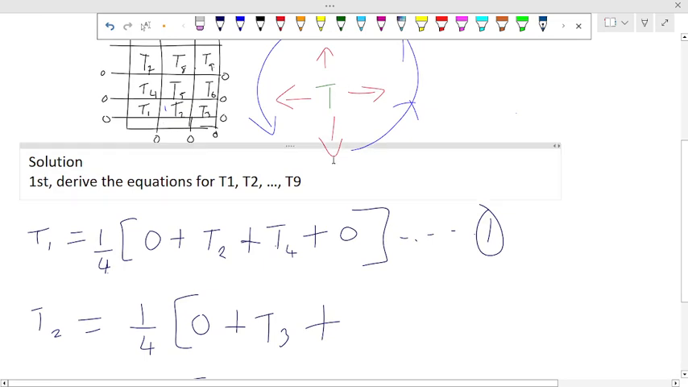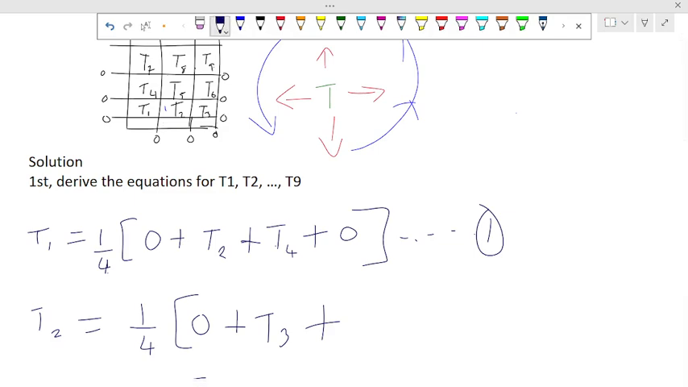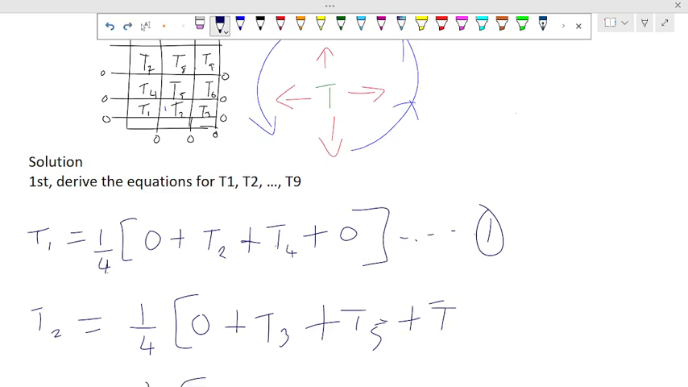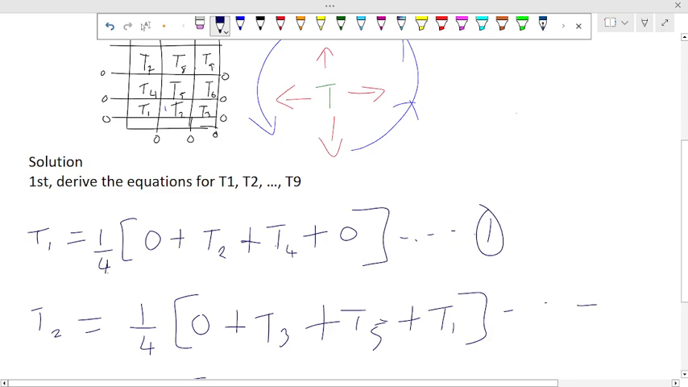We've looked down, right, up, back. Down 0, right T3. Next, up T5, left T1. So up T5, let's put that one first. Up T5 plus, and finally we check left. What do you have? T1. Good. This is equation 2. Now in case you decide not to put equation 1, equation 2, that's still fine.